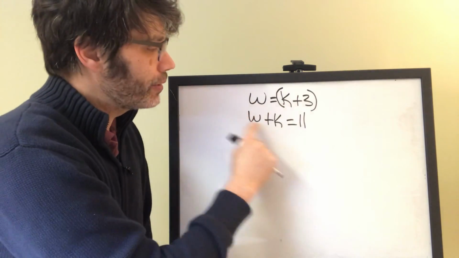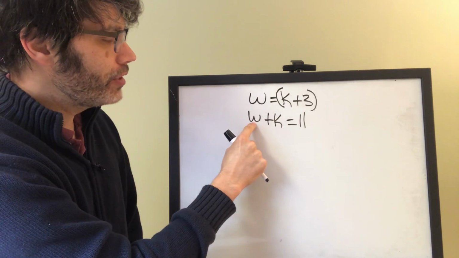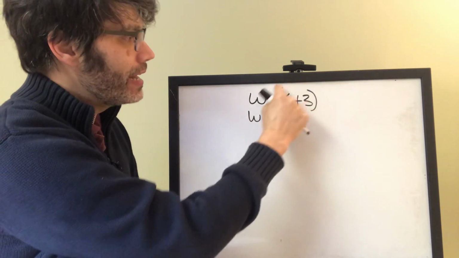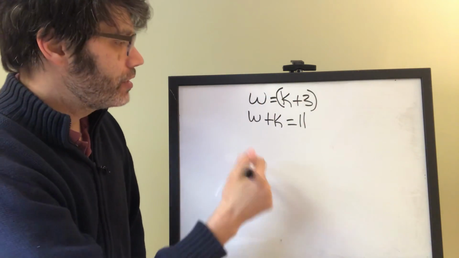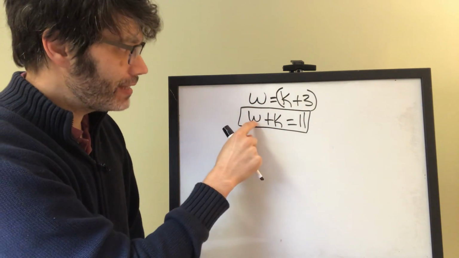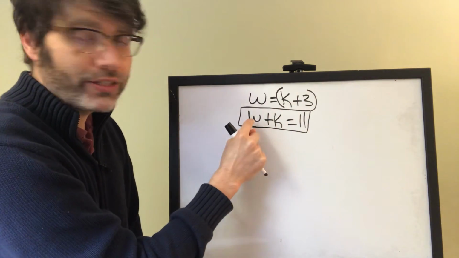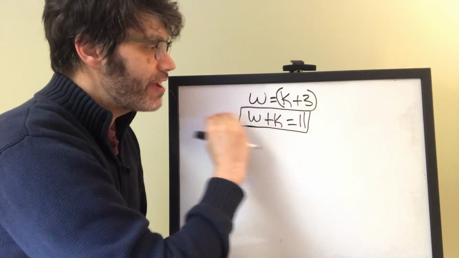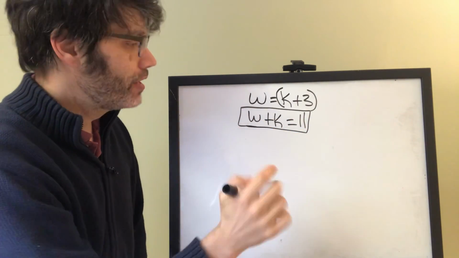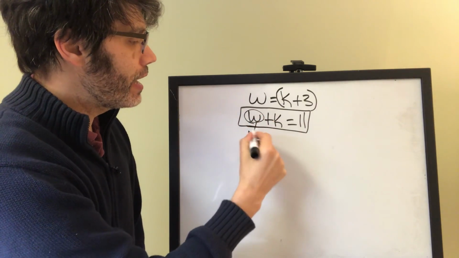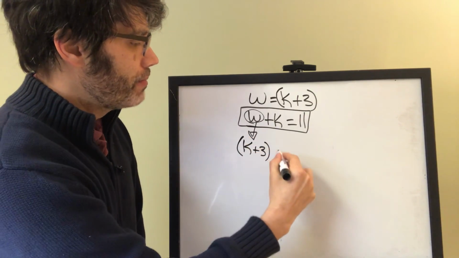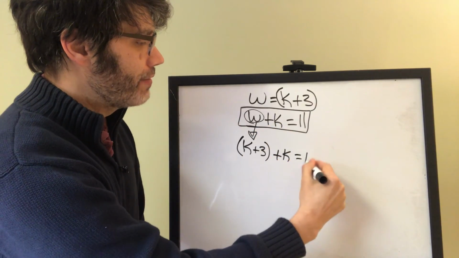So let's turn to our second equation here. Do you see that we have w here? Well, we want to substitute out that w and put in k plus 3 in its place. So we are going to write this bottom equation so that w is taken out and k plus 3 replaces that w. The only variable that we're going to have in this bottom equation when we're done will be just k. So let's take out this w and put in k plus 3 in its place. And then it's plus k equals 11.